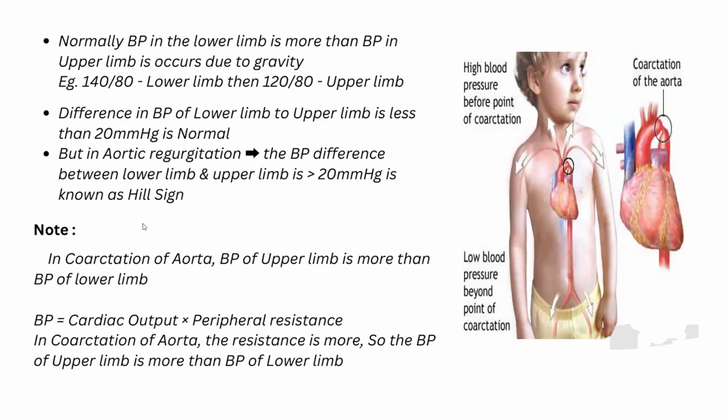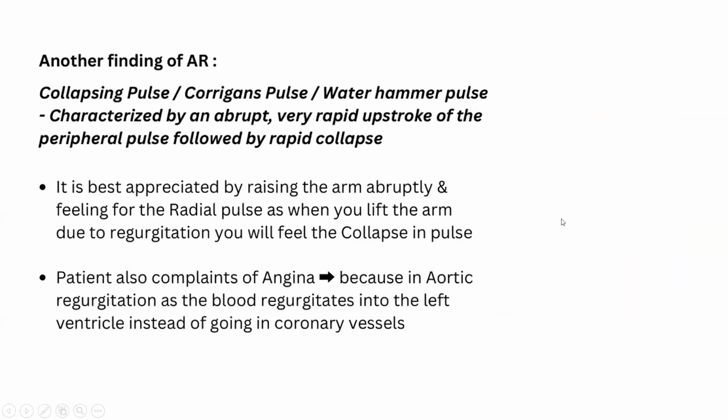Now why? See, blood pressure is equal to cardiac output times the peripheral resistance. In coarctation of aorta, the resistance is more. There is a basic constriction here. So that's why the blood pressure of the upper limb is more than the blood pressure of the lower limb. Because of this constriction, there is more resistance here, and less blood is going to the lower limb. If less blood is going to the lower limbs, BP of the lower limb will be low. So in coarctation of aorta, the BP of the upper limb is more than the BP of the lower limb. I hope you have understood this.